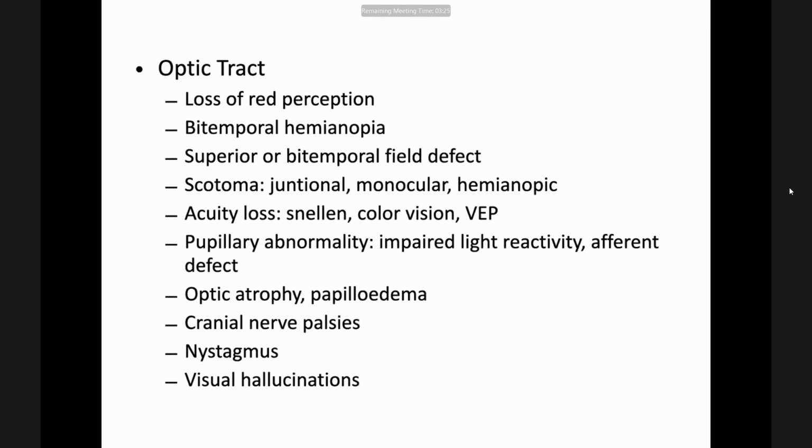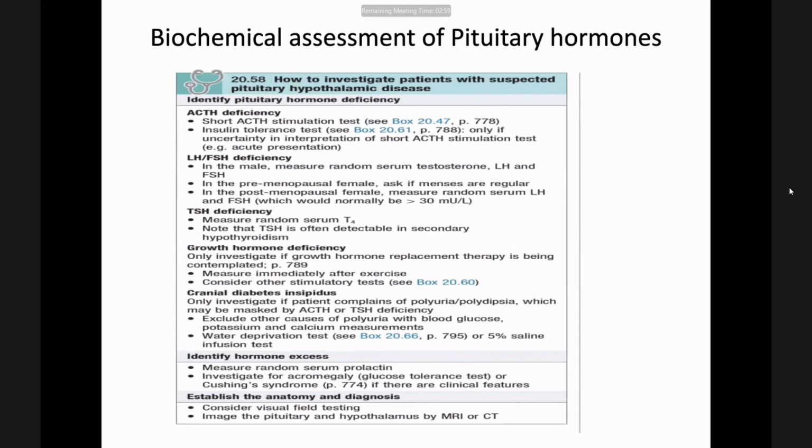When the optic chiasma or optic tract is compressed, there is visual disturbance and a lot of defects, like loss of red perception, bitemporal hemianopia, scotomas or acuity loss, papilledema, optic atrophy, cranial nerve palsies, nystagmus, and visual hallucinations. So there are a lot of visual problems when it affects the optic tract or optic chiasma.